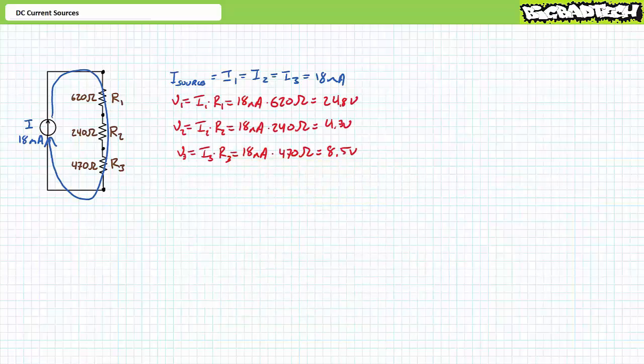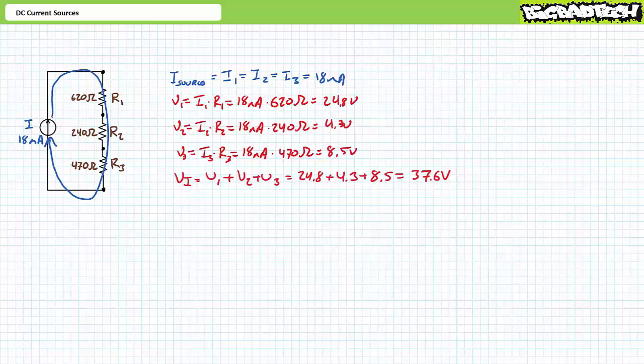Ohm's law states the voltage drop across an element is equal to the current through it times resistance. V1 equals I1 times R1, which yields 24.8 volts. V2 equals I2 times R2, which yields 4.3 volts. And finally, V3 equals I3 times R3, which yields 8.5 volts. Using Kirchhoff's voltage law, it can be said that the sum of voltage drops equals the rise induced by the current source. Substituting our calculated values, we find that the current source must have induced a 37.6 volt rise to induce 18 mA of current to travel through this series combination of resistors. See, it really is that easy.